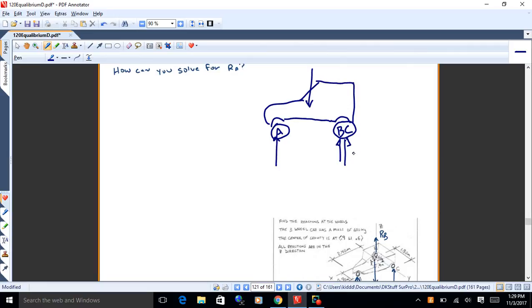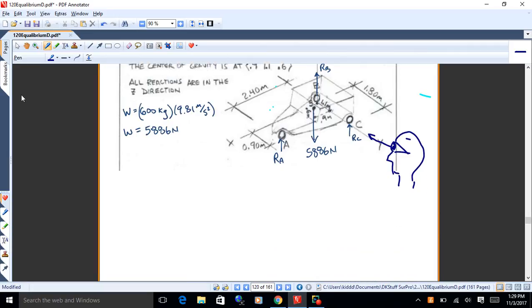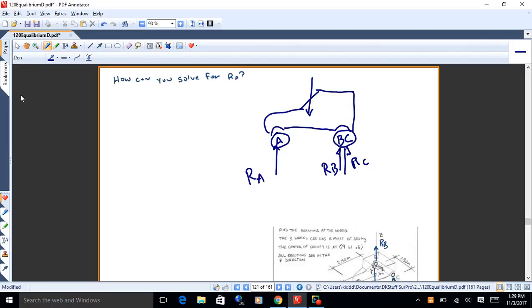Now, what I've done here, RB and RC are both right in line with each other, aren't they? So I just showed them as one-sided arrows so I could show that there were two of them. There's no other significance to the fact those are one-sided arrows. It just means I'm trying to put them right next to each other. And then we've got a weight of 5886. So that's the free body diagram looking down the y-axis.